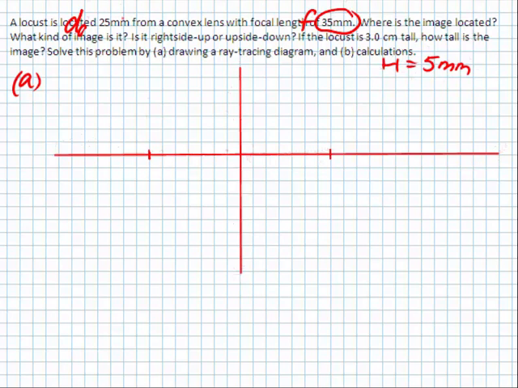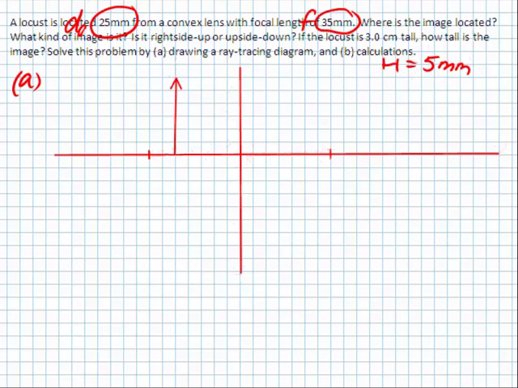DO is 25 millimeters from the lens. So our object is 5 blocks, 1, 2, 3, 4, 5, with this scale representing an object 25 millimeters from the lens, and 6 blocks representing something 30 millimeters tall. Now we'll go ahead and draw our principal rays.